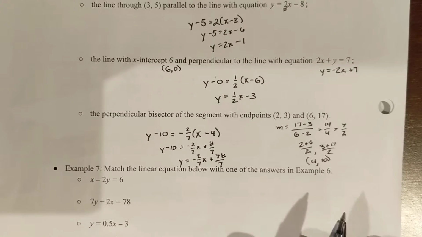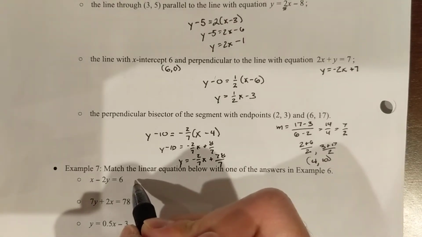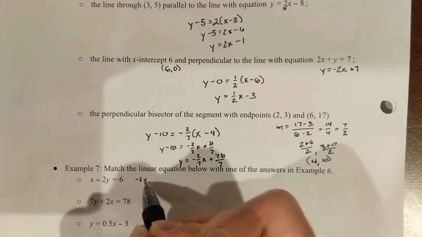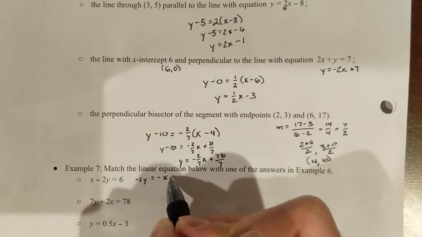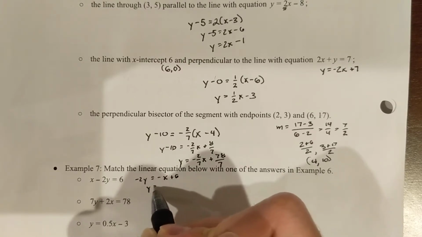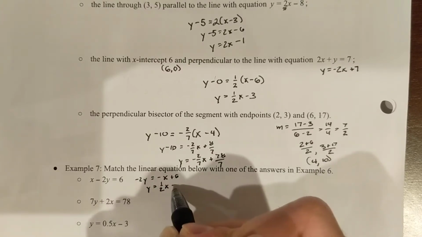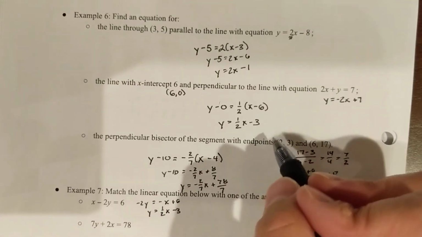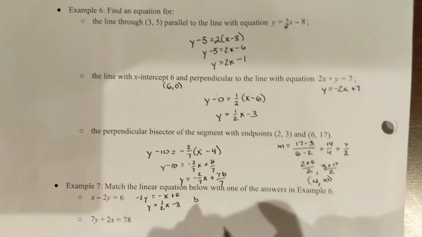So let's see here. And I'll rearrange these guys. So this one is -2y is equal to -x plus 6. So y is equal to +1/2 x minus 3. So that was option B up here.